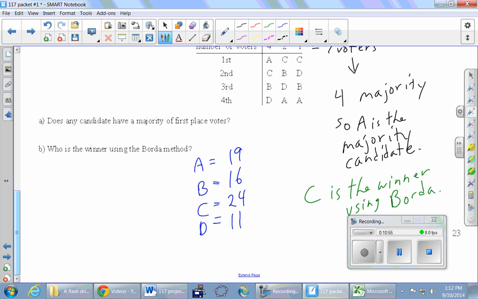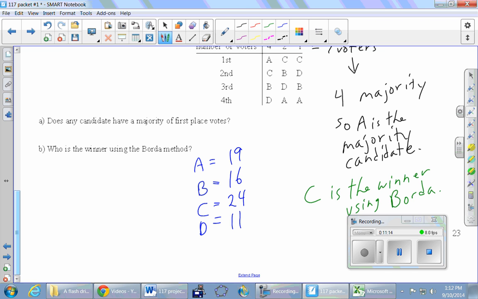Okay. And at the moment C is declared the winner, one of these other candidates is going to start screaming from the top of their lungs, "That's not fair." Which candidate has a gripe with the outcome of this election? Is A. Why? Not because A has sour grapes. It's because A had what? Had a majority of first place votes.